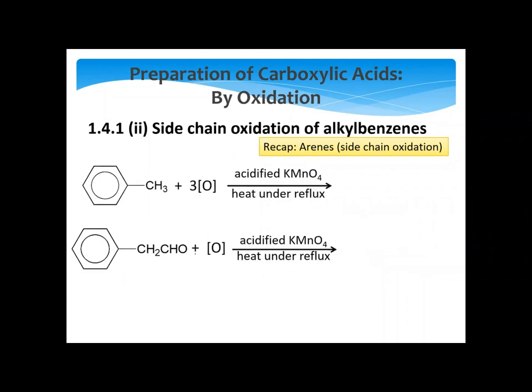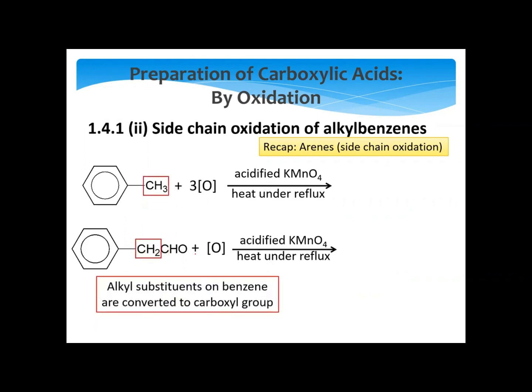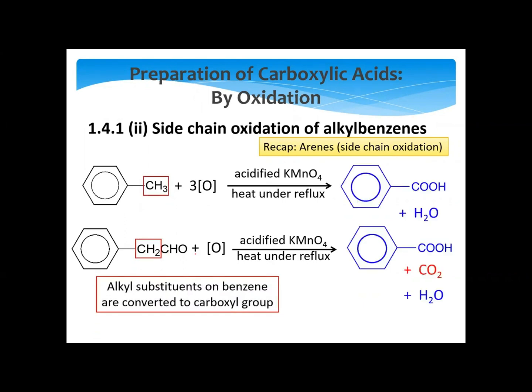Side chain oxidation of alkyl benzenes can also result in carboxylic acids. So if we use KMnO4 for methylbenzene as well as this aldehyde, it will give you benzoic acid. But the second equation will have CO2, because this other carbon will become CO2 in the oxidation. So balance it properly.